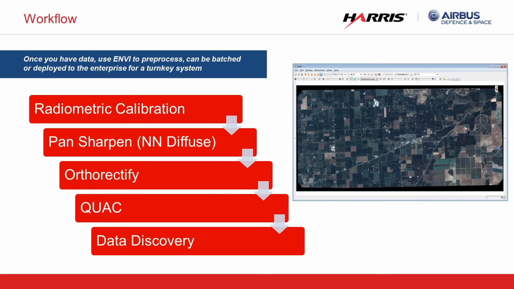The algorithm we use in ENVI, that I use today, is called NNDiffuse. Many of you might be familiar with Gram-Schmidt spectral sharpening, which also is a very good algorithm. NNDiffuse is relatively new and reduces some of the pixel bleed over that you might see with other algorithms. So you end up with a really nice product for analysis going forward after that step. And then we perform an orthorectification using the RPC data that comes with the Airbus DS imagery.